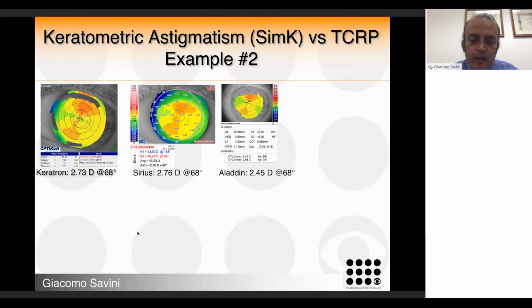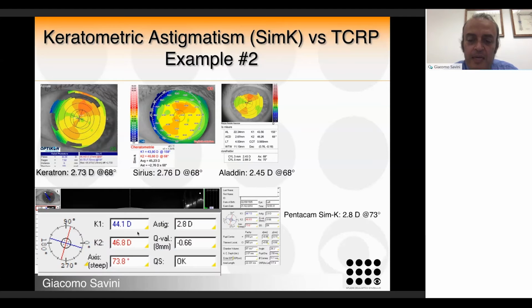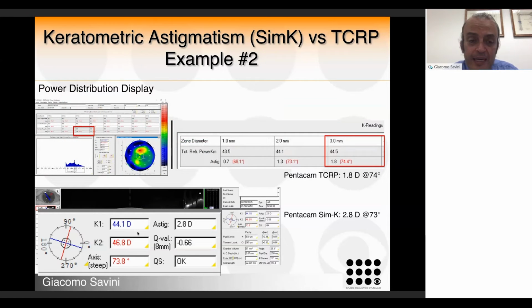A second example where we used several devices, including the Pentacam, and when we relied on the K1 and K2, you see that all instruments provide about 2.5 diopters of astigmatism at around the same 68, 70 degrees. But when you go to the Pentacam power distribution and you see the total corneal astigmatism, it is 1.8. So almost 1 diopter of difference. This is not the same toric IOL.